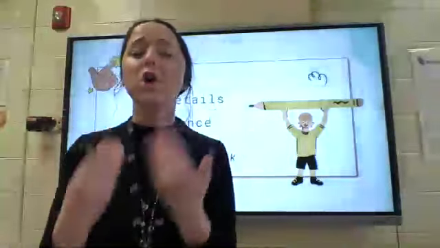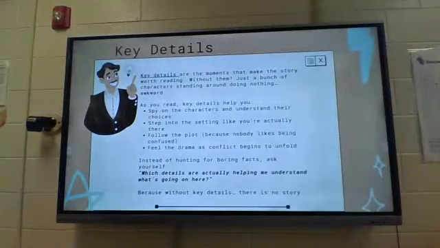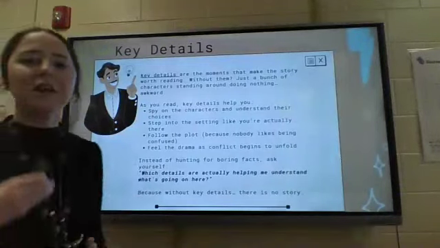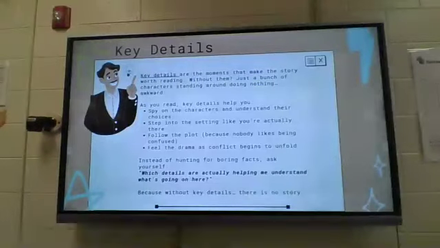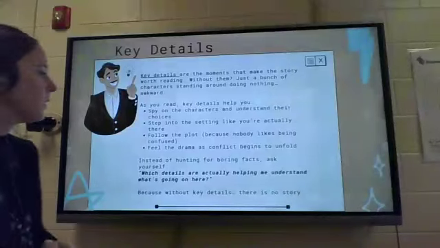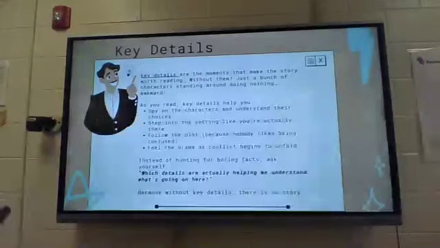So eyes are up here. You are listening, not talking. Let's listen. Key details. Key details are the moments that make the story worth reading. Without them, just a bunch of characters are standing around doing nothing, and that's not a good story. That's weird. That's awkward, okay? So as you read, key details help you kind of spy on the characters, look at the characters and understand their choices. It helps you step into the setting like you're actually there, okay? It helps you follow the plot. The plot is all the events. It's the story, okay? Because nobody likes being confused.